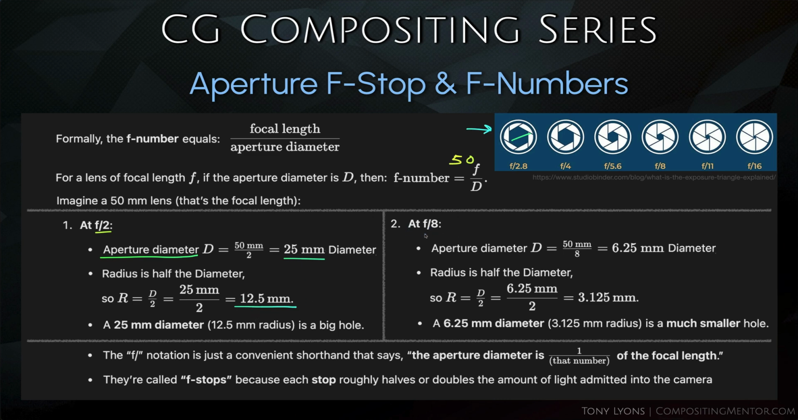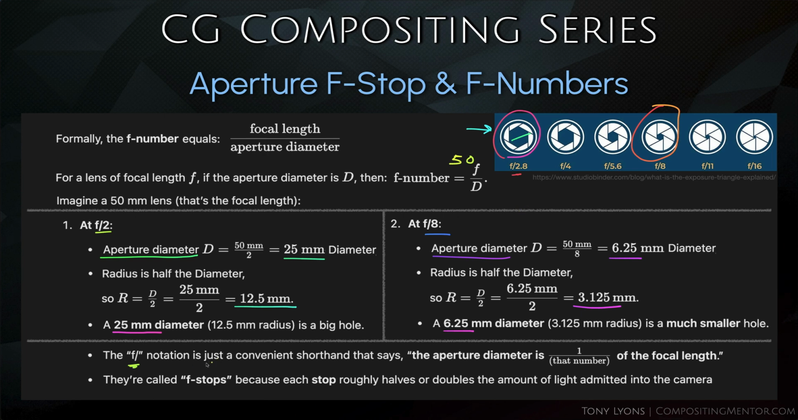On the other side, we have an aperture of f8, so let's see what that does. To get the diameter, again, we're going to take 50 millimeters, and this time divided by 8, and we get a 6.25 millimeter diameter. And once again, the radius is half of that diameter, so that would be 3.125. And 6.25 millimeters is a lot smaller than 25. It's kind of illustrated in these two photos here, where maybe this one would be f2 and this one would be f8, so it's gotten a lot smaller.